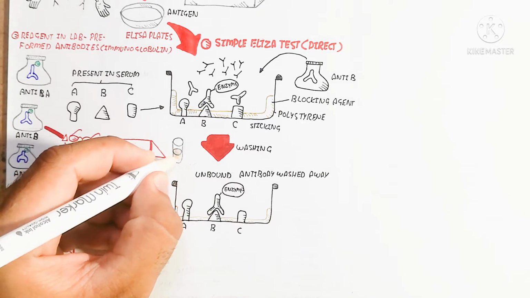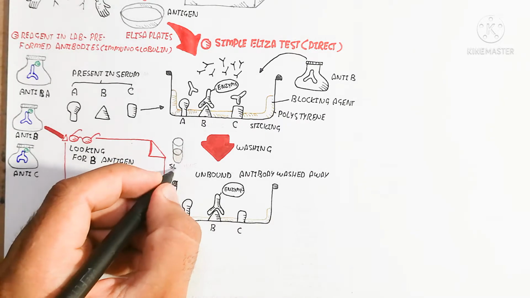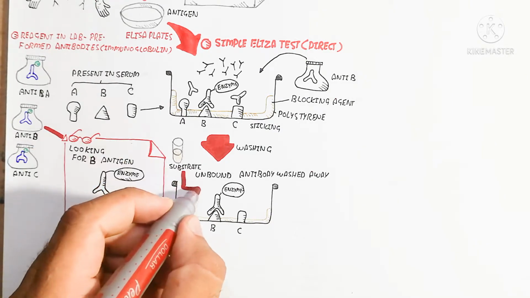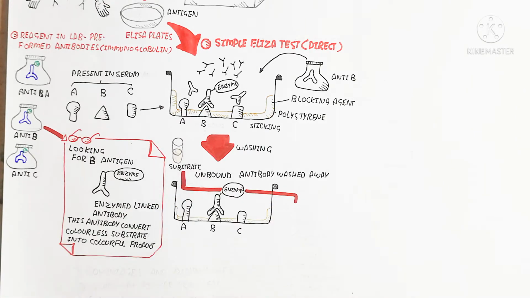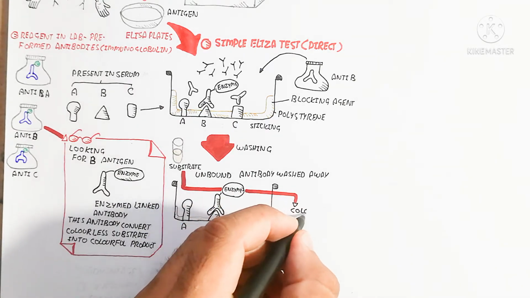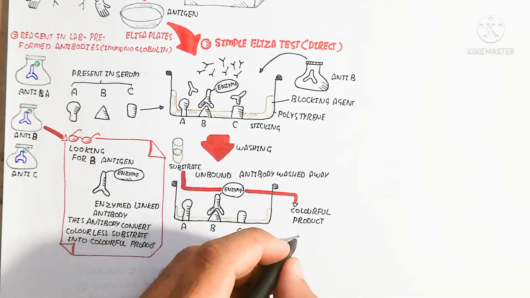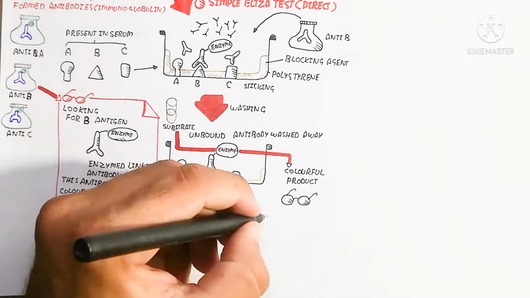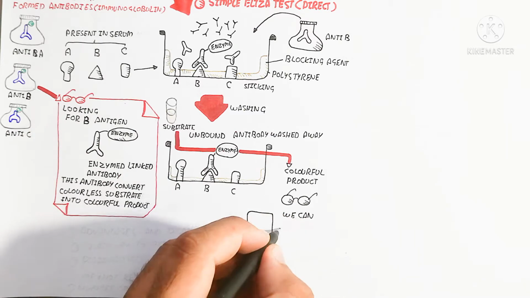So every antibody that is not bound will be washed away, but those bound will remain behind. Here is the substrate, which is used to produce the colorful product. We can also check the concentration of color, and we can use a spectrophotometer to measure the coloration. So the quantity and the quality of coloration will be variable.